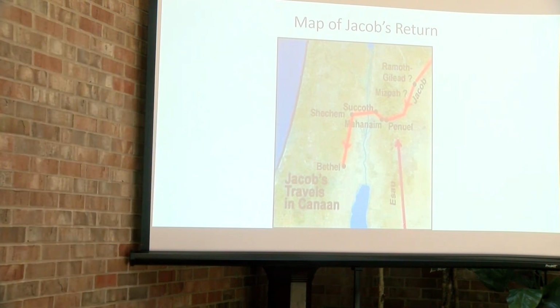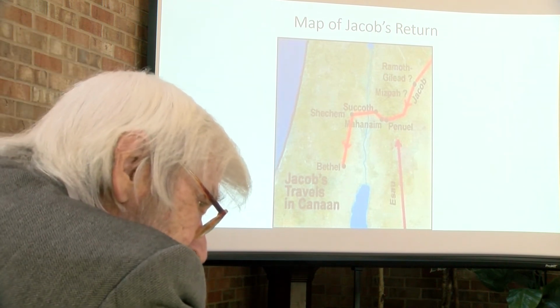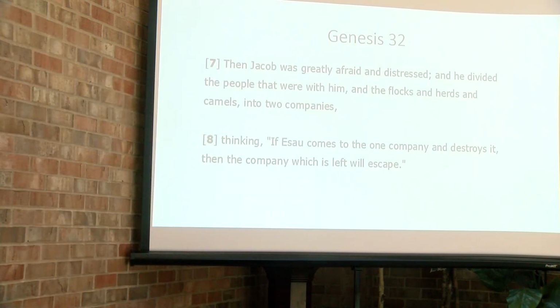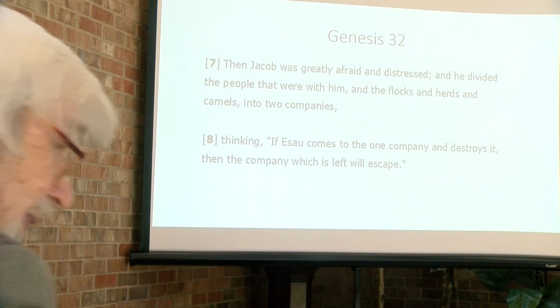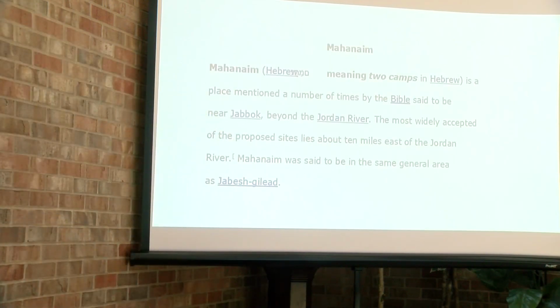But Esau, where's Esau? Esau's way down here. Esau comes all the way from the Seir. Then Jacob was greatly afraid and distressed, and divided the people that were with him, and the flocks and the herds and the camels into two companies, thinking, if Esau comes to the one company and destroys it, then the company which is left will escape. Well, Jacob is getting ready for what might be a bad situation.